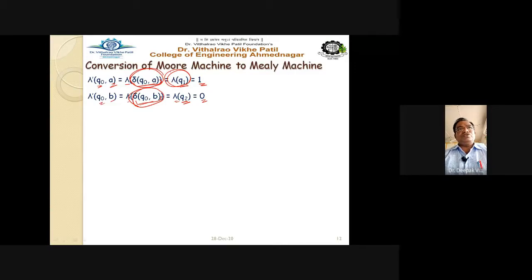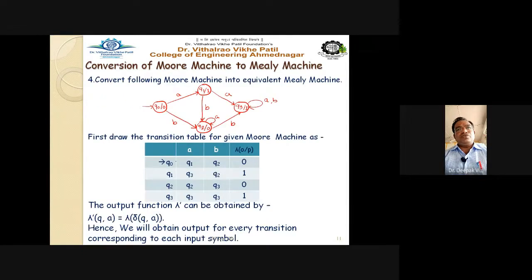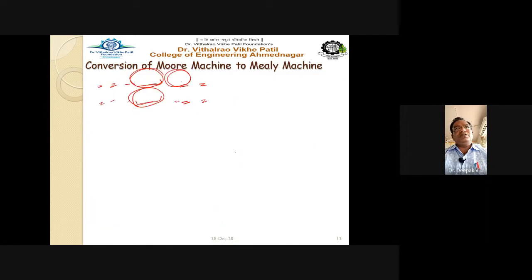If you want to check it, q0 on a goes to the q1 state, and what is lambda of q1? Lambda of q1 is nothing but 1. This is lambda q1, this is lambda q2, this is lambda q3 value, this is lambda q1 value, and this is lambda q0 value. These are the outputs, and they are associated with each state. That's why lambda means the output of q0, output of q1, output of q2, output of q3. Getting this point? Nothing is difficult here.